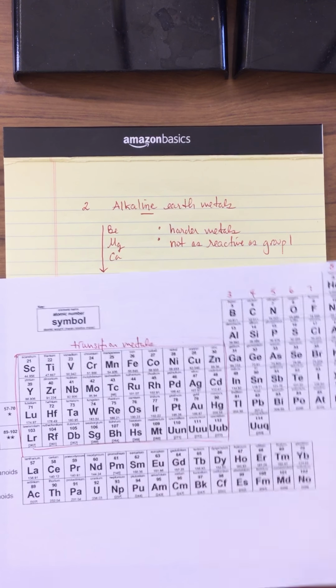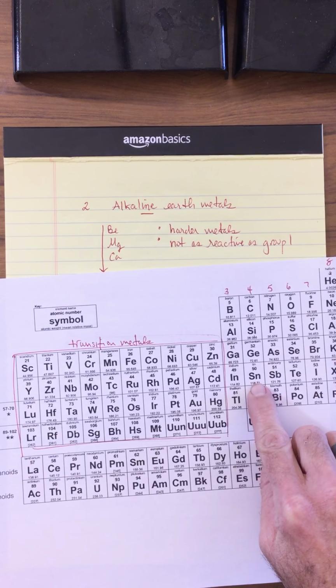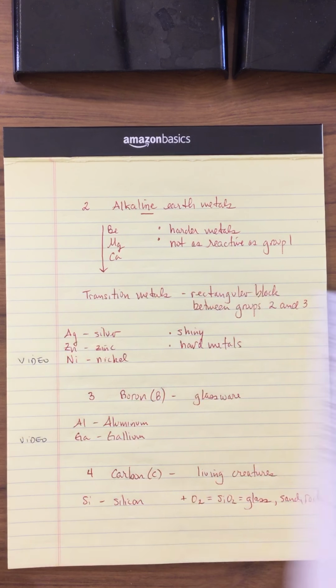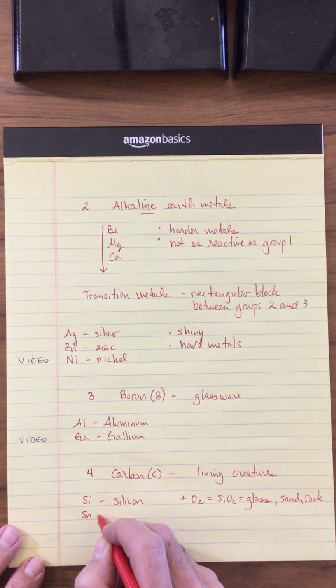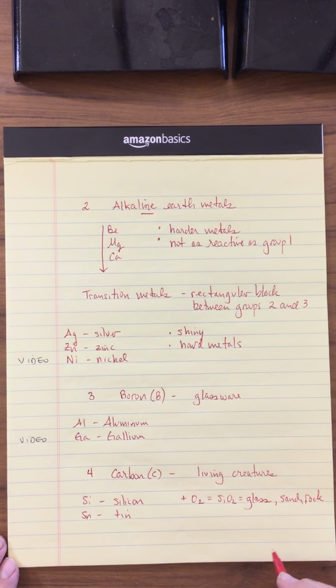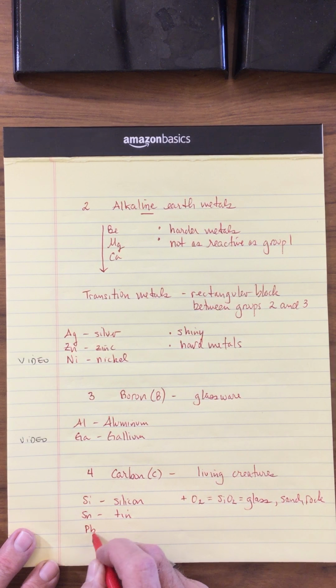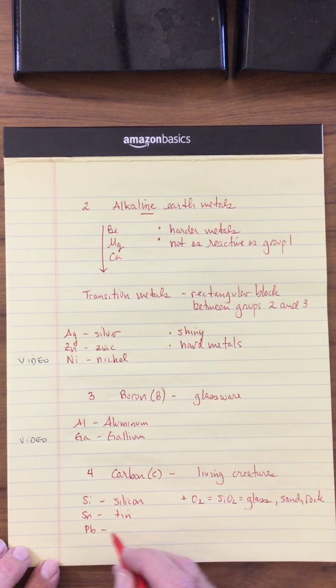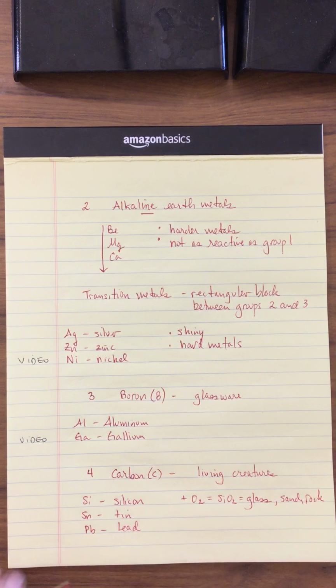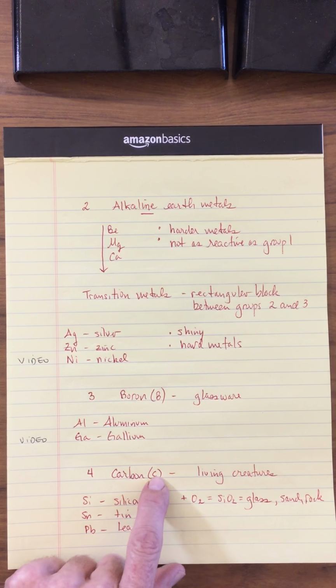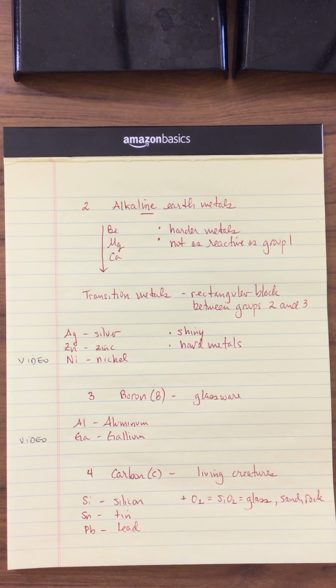Another familiar one that you'll find in this is going to be tin. And tin has a strange symbol, and it's Sn. So we have tin. And another one, if going down, you'll see, and it's going to be Pb, which is going to be lead. Okay, and lead is not found in your pencil lead. It's actually going to be graphite, which is carbon, which is in the same group.